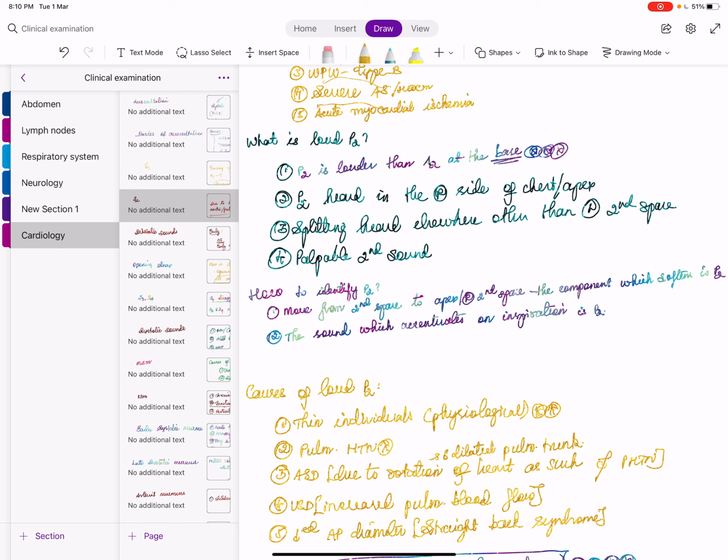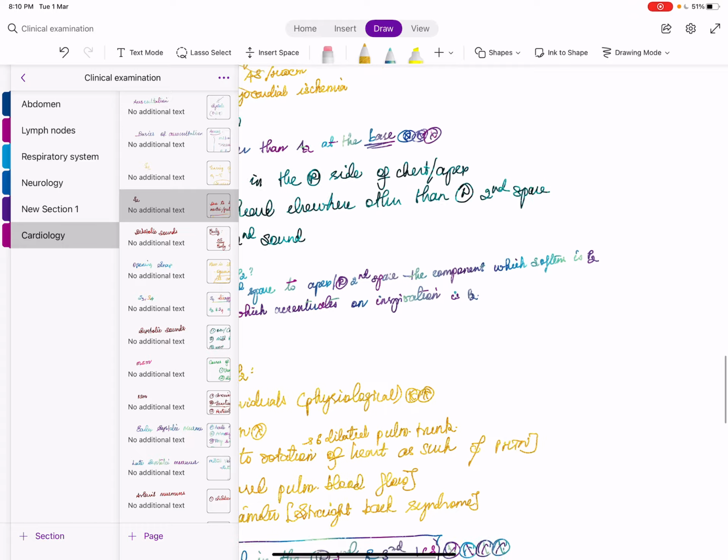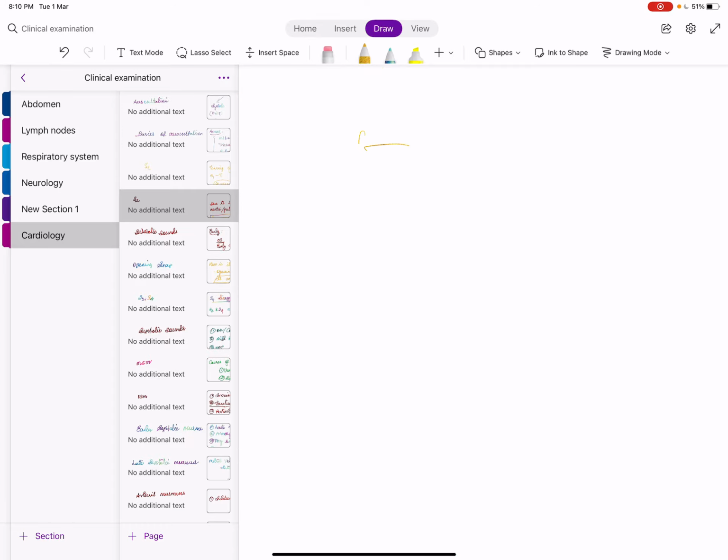Intensity is the loudness of the sound. This is physics. But how can you apply it in clinical practice? So one very important point you know is all high pitched sounds are better heard with the diaphragm of the stethoscope, right? So all high pitched sounds are better heard with the diaphragm of the stethoscope.